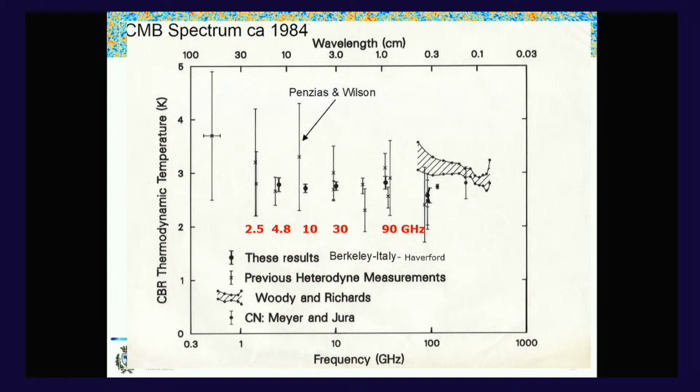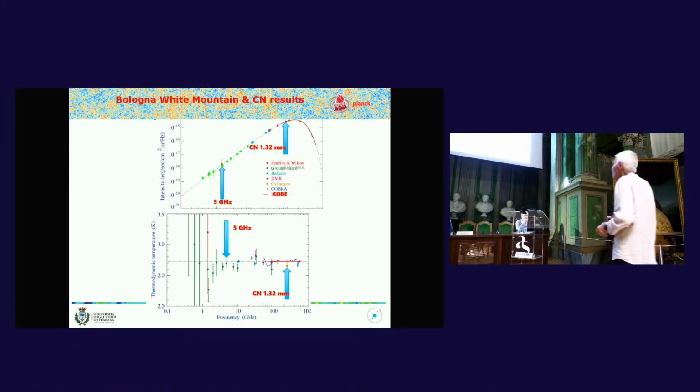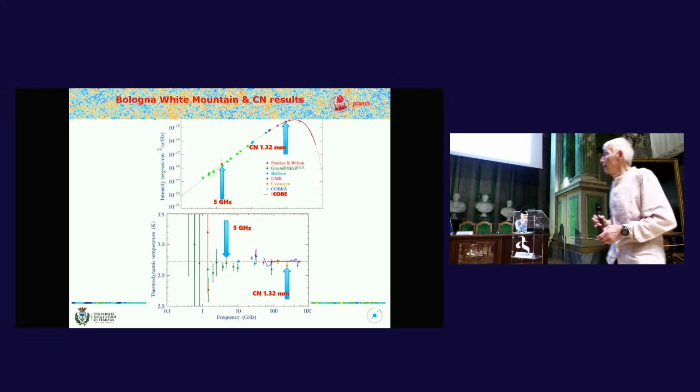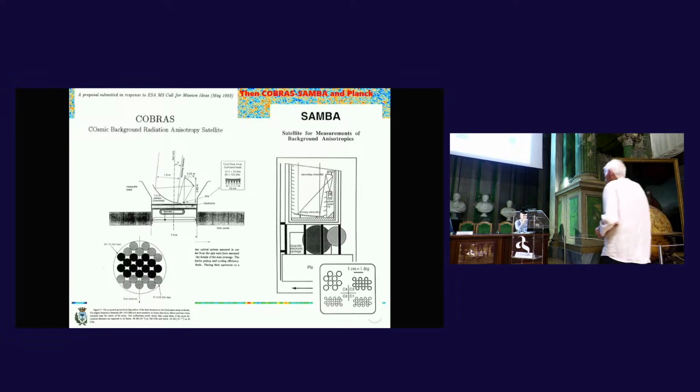One, two, three, four, five, 90 gigahertz. Then I played also a bit with the cyanogen, and we measured also the cyanogen. So then was the start for beginning COBRAS and SAMBA, 1993.